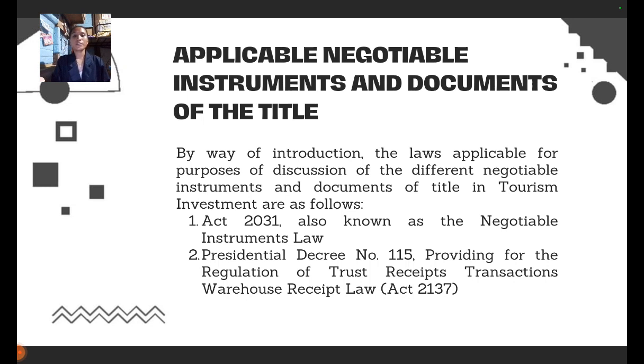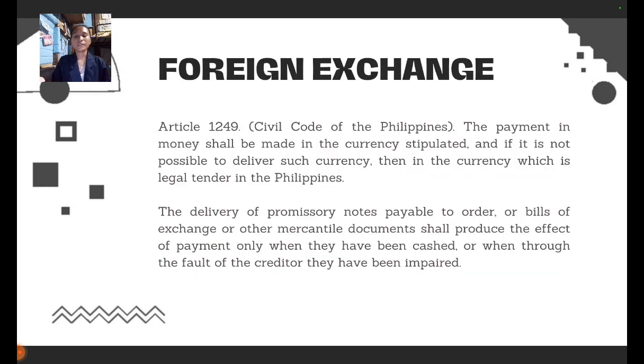Applicable negotiable instruments and documents of title. By way of introduction, the laws applicable for purposes of discussion of the different negotiable instruments and documents of title in the tourism investment are as follows: Act 2031, also known as the Negotiable Instruments Law; Presidential Decree Number 115, providing for the regulation of trust receipts transactions; and the Warehouse Receipts Law, Act 2137.